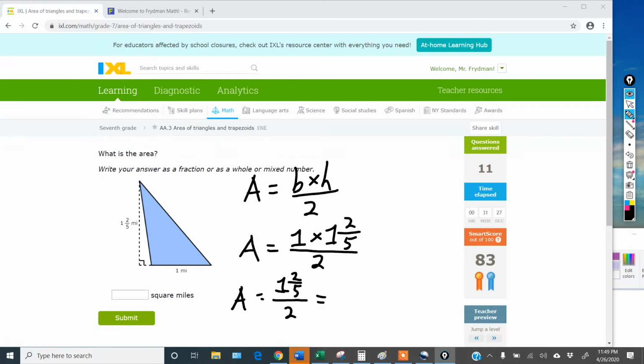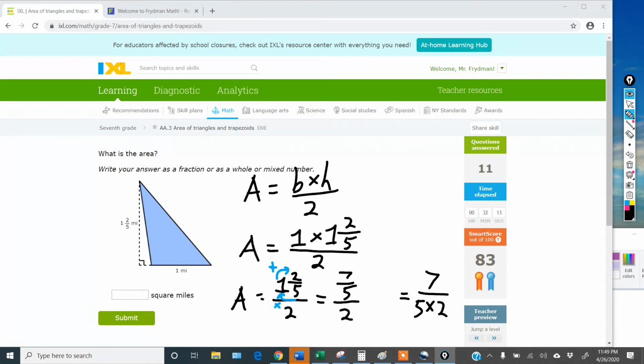So we can rewrite this a couple ways to do this, but we could rewrite this mixed number. Remember, multiply the denominator with this whole number in front and then add the numerator. So 5 times 1 is 5, plus 2 is 7. So we would get 7 over 5 over 2. And that's going to be the same thing as 7 over 5 times 2.